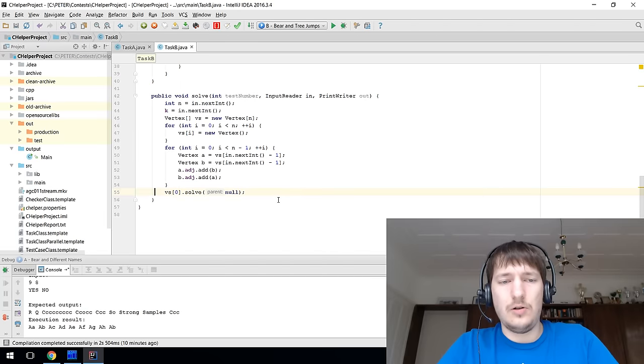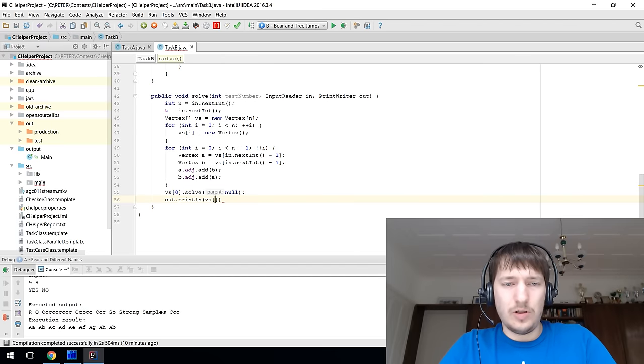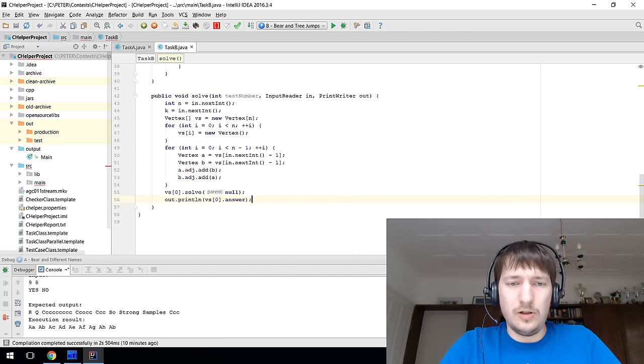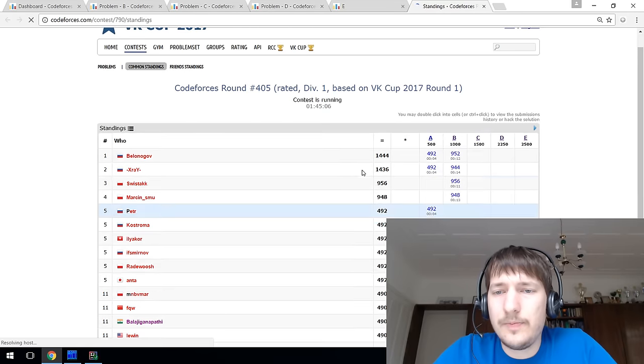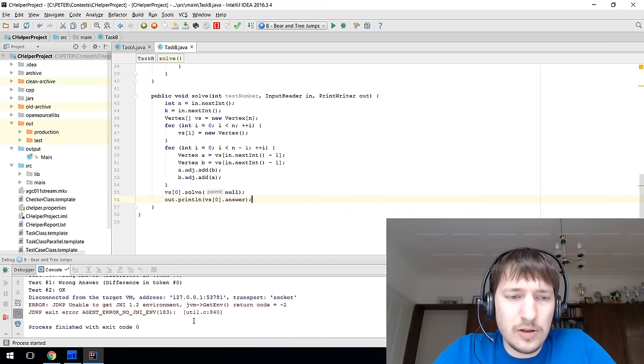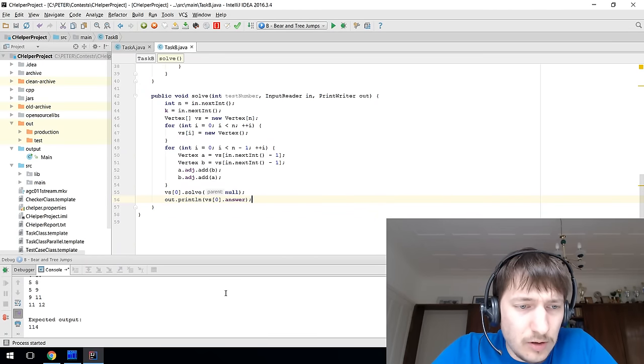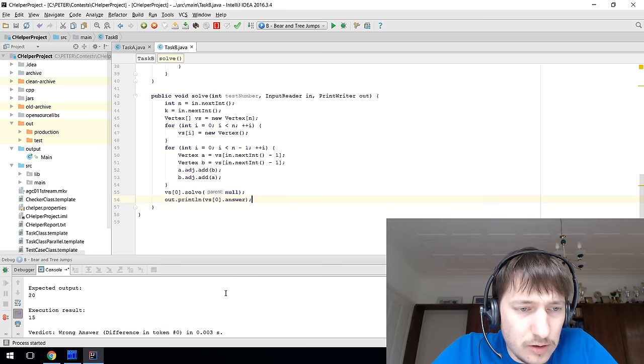Okay. Yeah, this problem has taken me quite a while. Probably there was a way to solve it more easily. But let's see whether it works and what the current standings are. Surprisingly, there are not many other solutions to it. But it doesn't work on the first case.